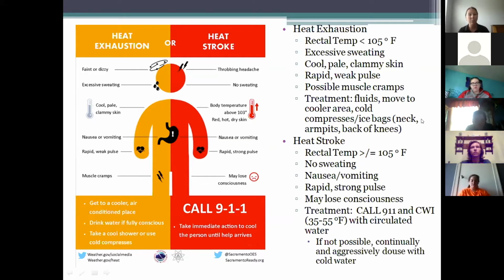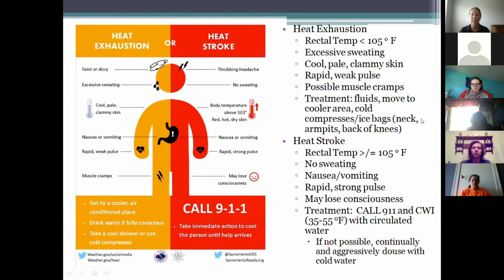At our band camp, we actually will have 2 inflatable pools filled with ice and water that we could submerge a person if needed, okay? That abbreviation down there under treatment, call 911, and CWI means cold water immersion, okay? We want to cool them as rapidly and quickly as possible by dunking them in cold water, ideally 35 to 55 degrees Fahrenheit.